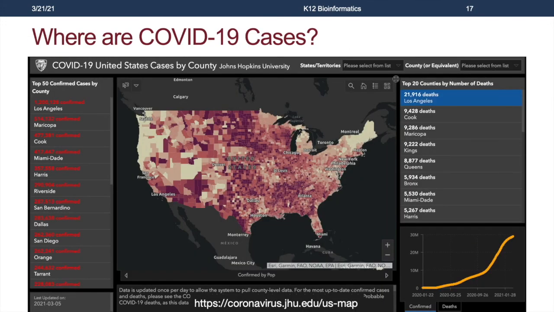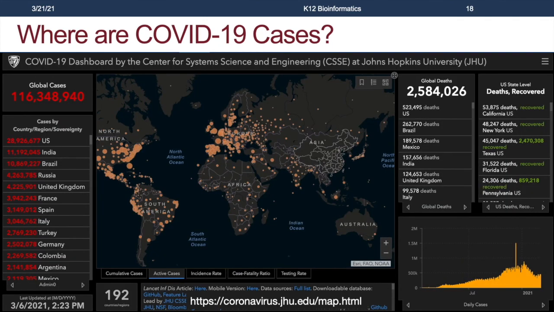Here's an example of a website that monitors where and how many COVID-19 cases there are across the US, as well as the world. In addition to providing a map that shows where in the world there are more cases at any given time, you can also just see a ranking of where there are the most or least number of cases as well as deaths. You can go and explore this website to see what other kinds of information it provides.